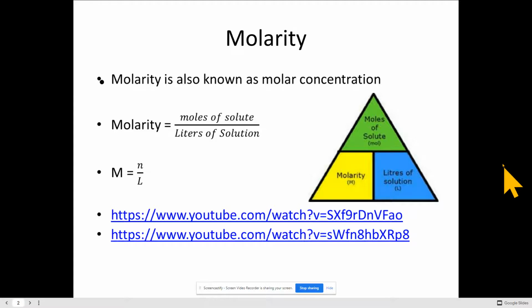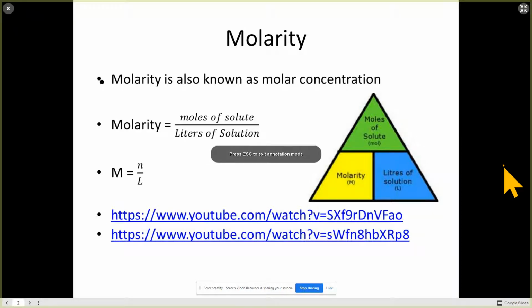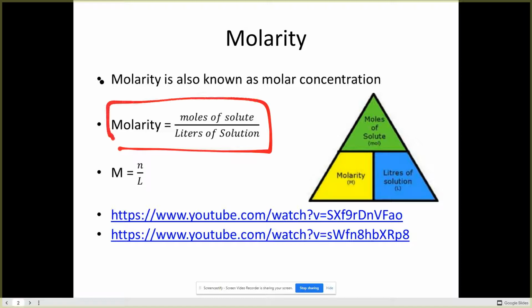All right. And previously, guys, we learned that moles, we use the symbol N for it. Since we're looking at liters of solution, we're just going to use L for liters. In molarity, we're going to use the symbol big M. So we can actually change this formula into this. So that's basically M is equal to N over L.